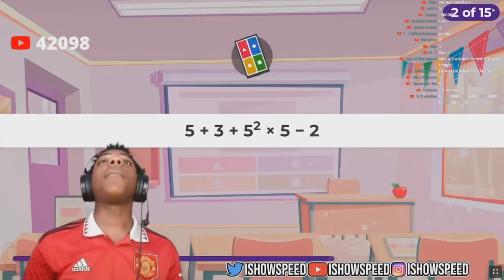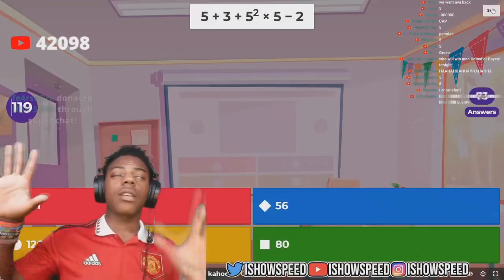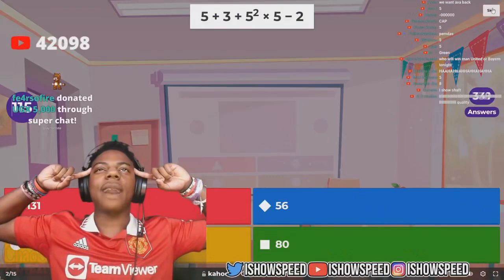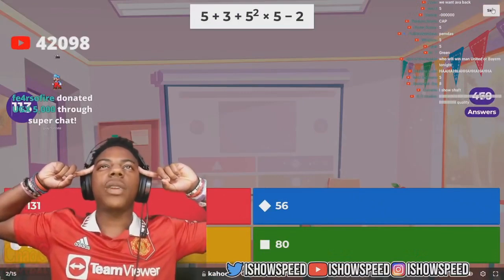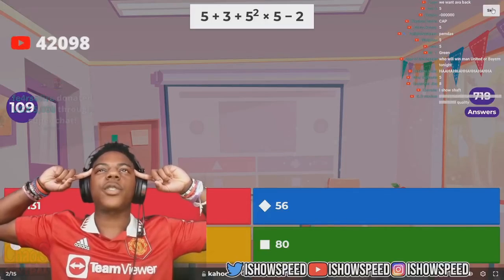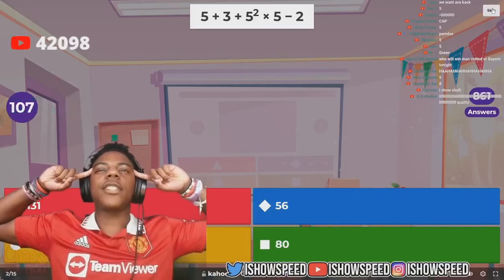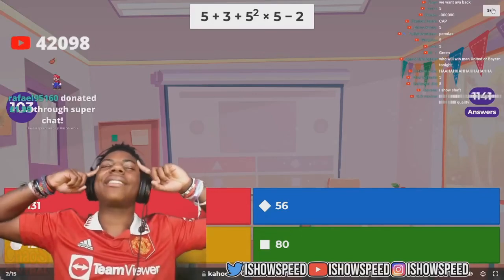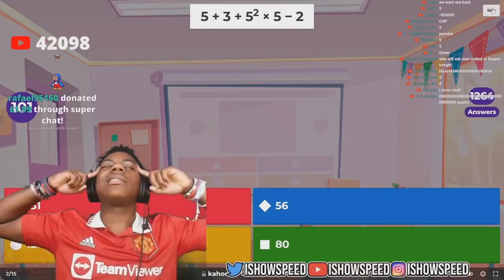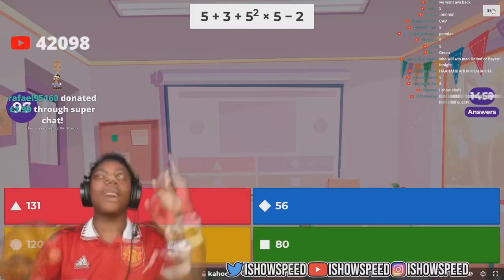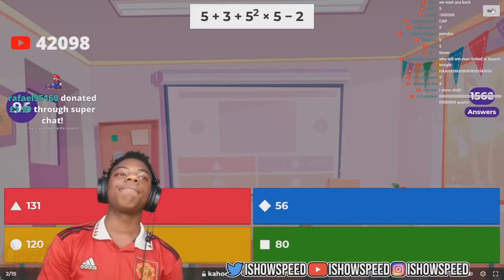Listen. 5 plus 3 is 8. 8 plus 5 to the second power. 5 times 5 is 25. 8 plus 25 is 36. 36 minus 5 minus 2. 5 minus 2 is 3. 36 minus 3 is 131. So, yes, that makes 131 the answer.